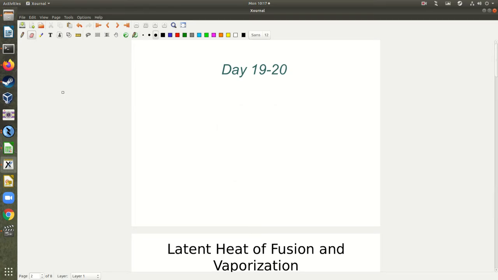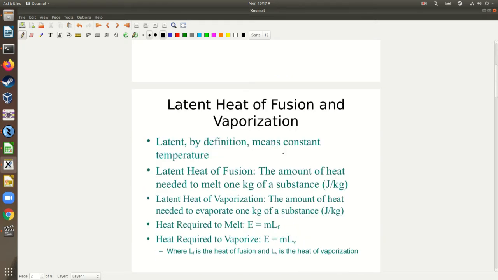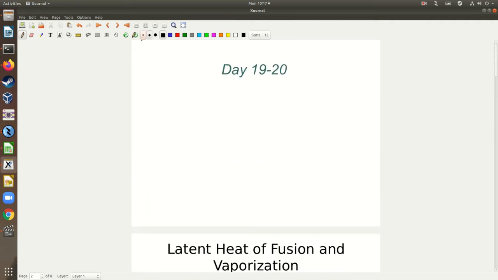Day 19 and 20 I kind of combined into 2 days, for a variety of reasons. So this is going to be a little bit longer of a lecture. But it's all about latent heat of fusion and vaporization. And so it's a little bit different from what we're doing now.